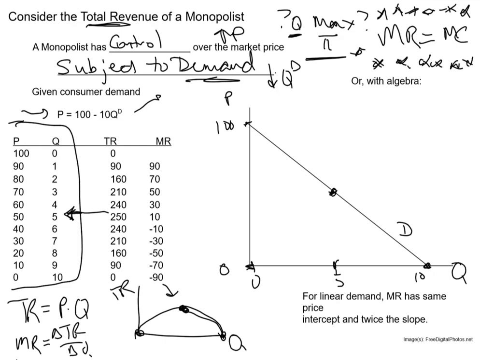We've got an equation, we've got a table, we've got a graph. The vertical intercept is 100. What's the slope of this demand curve? The slope is negative 10. What does the slope represent? It represents how much price falls by when quantity increases by 1.